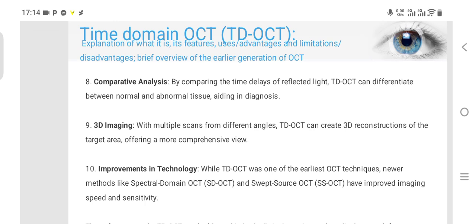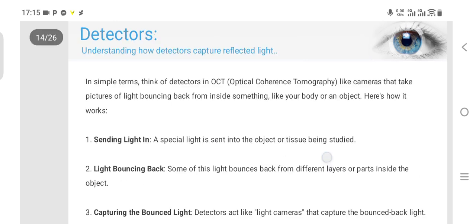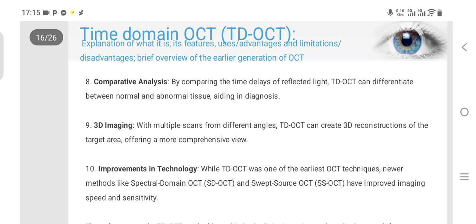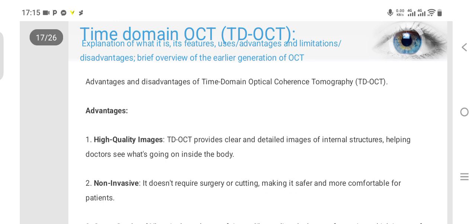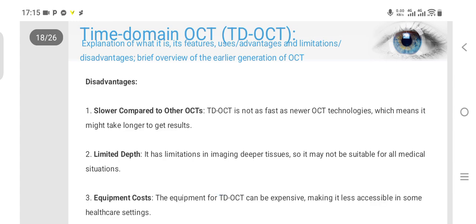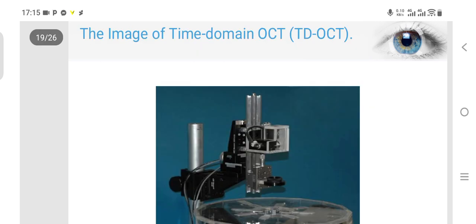Then we have the time domain, and the explanation of its features. It has comparative analysis, 3D imaging, and improvement in technology. The advantages are high quality images and being non-invasive: it doesn't require surgery or cutting to do this test. The disadvantages of time domain OCT are that it's slower, has limited depth, and the equipment costs. So you can see the image of the time domain OCT.